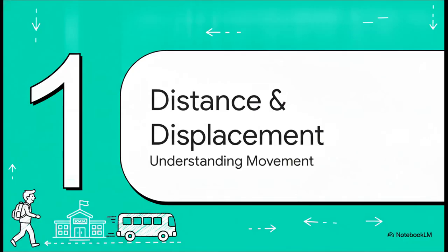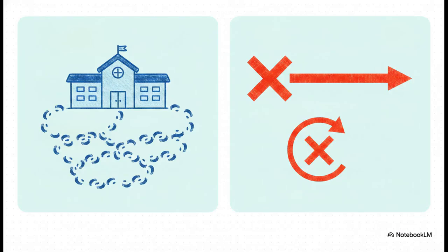Section 1. Distance and displacement. We'll kick things off with some concepts you probably already experience every single day, like just walking to school or taking the bus. So, here's the deal. While distance tracks every single step you take on your journey, displacement only cares about two things: where you started and where you finished. Imagine walking all the way around your entire school block and ending up exactly where you started. Your distance? That might be a whole kilometer. But your displacement? Zero. Absolutely zero, because you haven't actually moved away from your starting point.